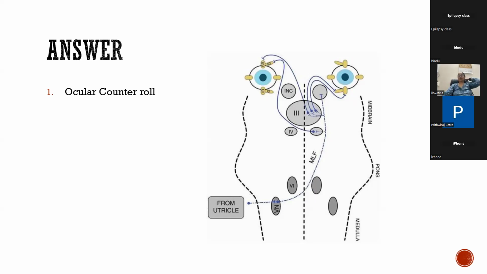So this is the crossed pathway, and from the right-side utricle, the right-sided superior oblique and superior rectus will be stimulated. And on the left side, the inferior oblique and inferior rectus will be stimulated. What happens is that the right-side superior rectus will cause elevation, and the superior oblique will cause intorsion. And on the opposite side, the inferior oblique will cause extorsion, and the inferior rectus will cause depression. So this is the normal mechanism of ocular counter roll.